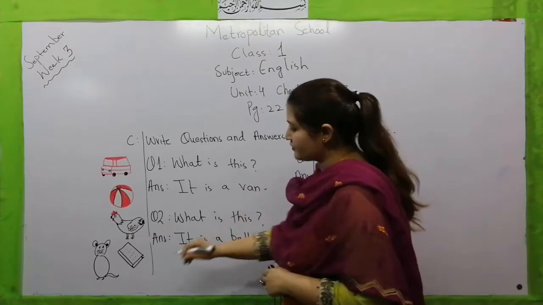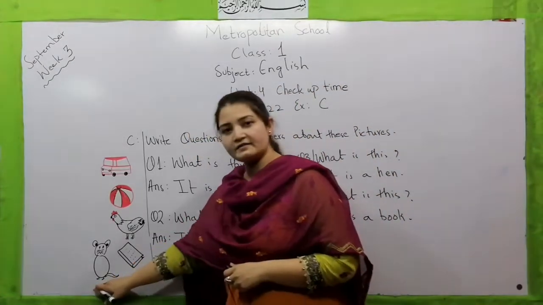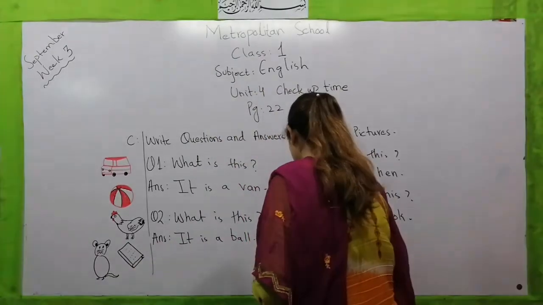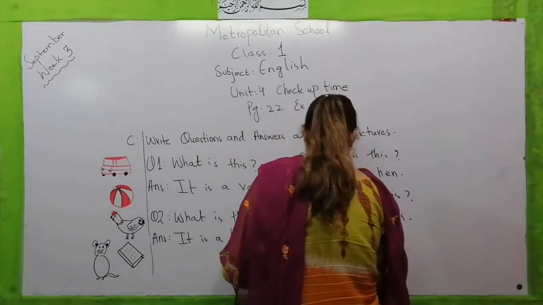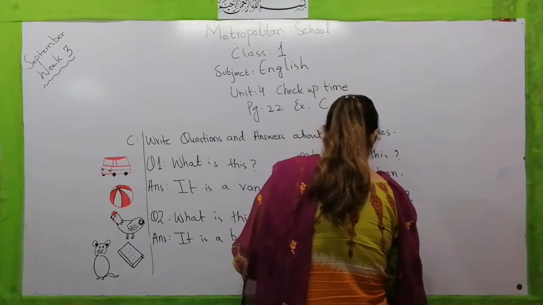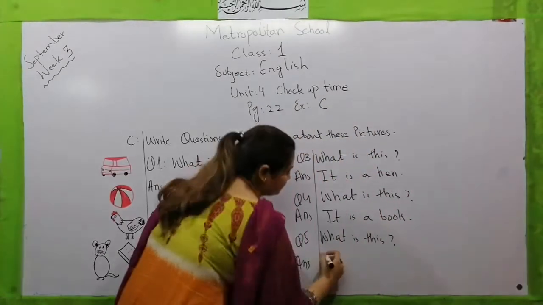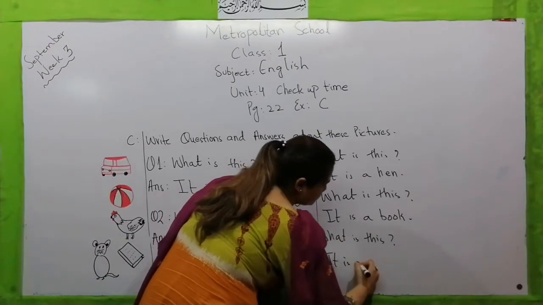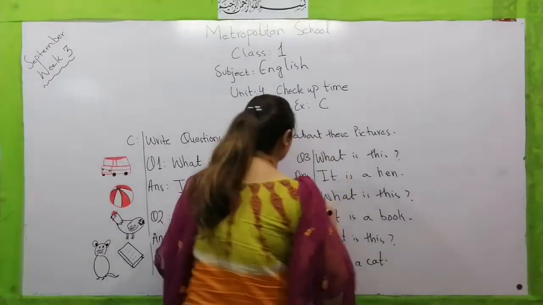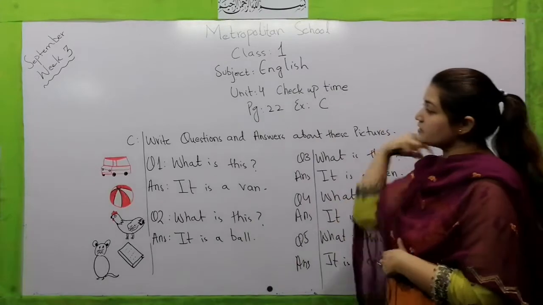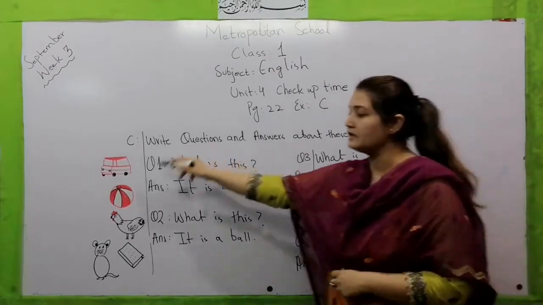Now for the last picture here, a cat is drawn here. The question number 5 is, what is this? The answer is, it is a cat. Now let's repeat all these questions and answers with me according to these pictures.